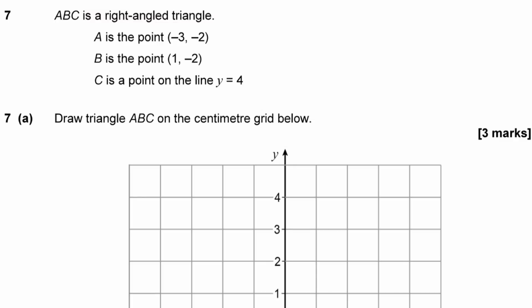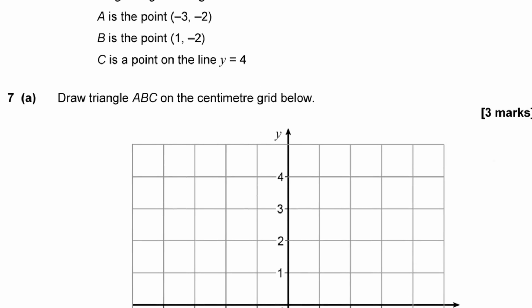Question 7. ABC is a right angled triangle. A is the point (-3, -2). B is the point (1, -2). And C is a point on the line y equals 4. Draw triangle ABC on the centimetre grid below.